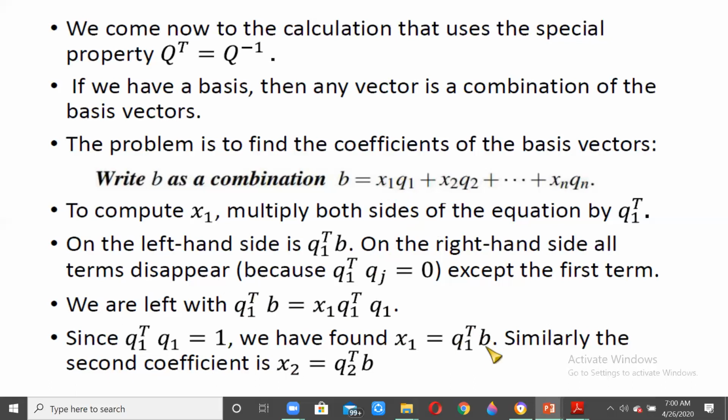Similarly, for the second coefficient, if you multiply this throughout by Q2 transpose, then Q2 transpose B will give us Q2 transpose X1 Q1, which will become 0. Then Q2 transpose X2 Q2 will become 1 into X2, and the later terms are going to become 0. So therefore, X2 will be equal to Q2 transpose B.